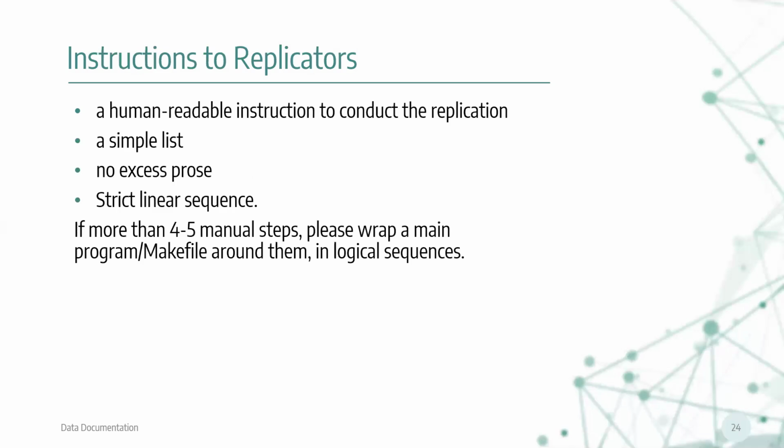The instructions for the replicator should be clear and succinct. They want a human readable instruction, but only a simple list, no prose, a strict linear sequence. And if there are more steps than say 4 to 5, they expect you to put all this into code. So that's a strong incentive to do as much as possible in code from the start. That also helps you as a group to make things redoable, to reuse the parts of your analysis for other projects and to make it person independent, because you can hand along the code, but you can't just take your head off and give it to another person.